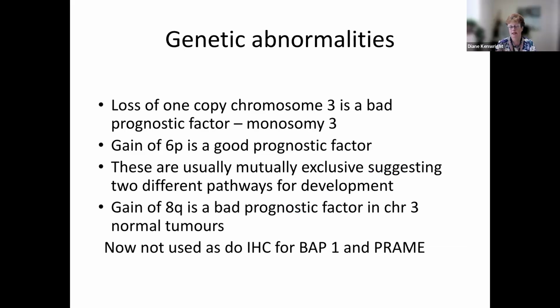So BAP1 is BRCA-associated protein, and it is on chromosome 3. And so it's a kind of surrogate for chromosome 3 loss. If BAP1 is lost, then it's going to be an aggressive melanoma.